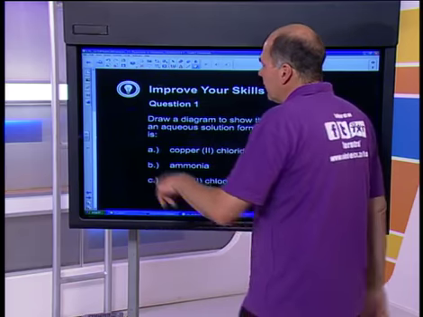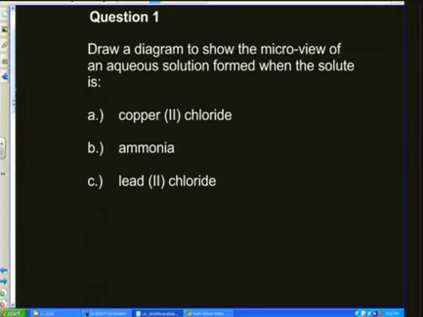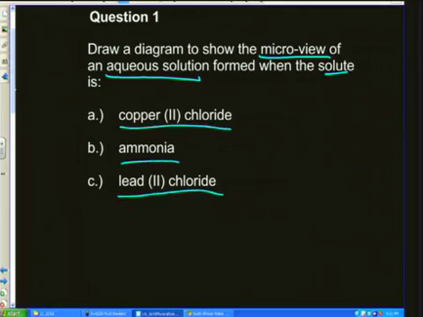Well, let's look at question 1. It says to us, draw a picture or a diagram, symbolic representation, to show the micro view of an aqueous solution formed when the solute is copper 2 chloride, ammonia, and lead chloride. Okay, so we're going to draw 3 little pictures. The first one is for copper 2 chloride.